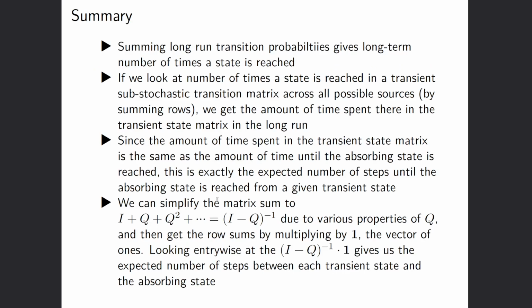And then we can simplify this matrix sum, I plus Q plus Q squared, all the way down to I minus Q inverse, due to various properties of Q. Then we get the row sums by multiplying by the one vector. And then looking entry-wise at this, we get some vector result. We can get the expected number of steps between each transient state and the absorbing state.